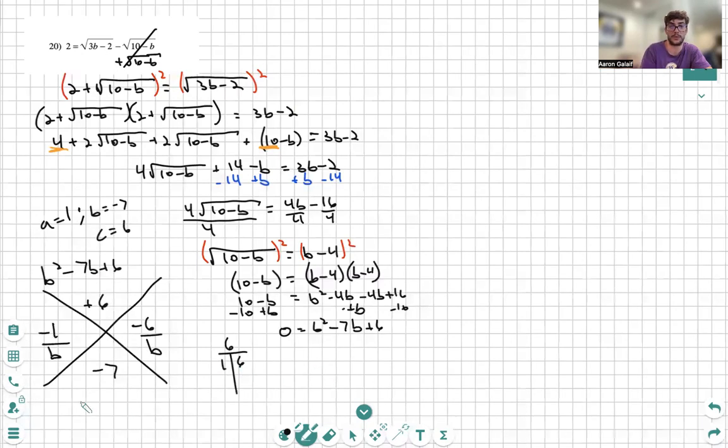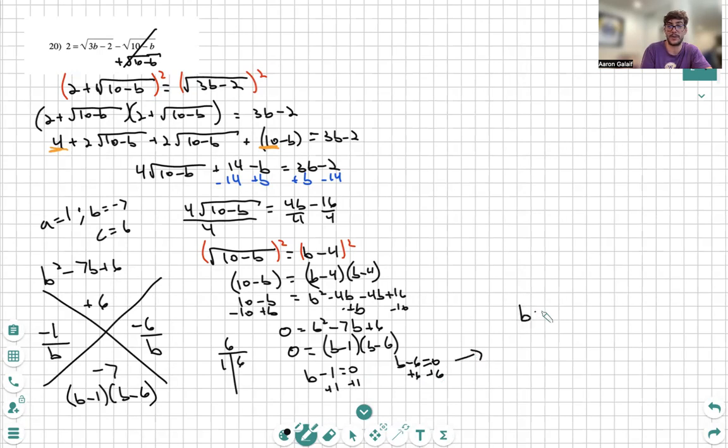Then we rewrite: denominator, keep sign, numerator. Plug it back into where we were. Separate them both and set them equal to 0. Solve by inverse operating, getting b by itself. We get b is equal to 1 and 6.